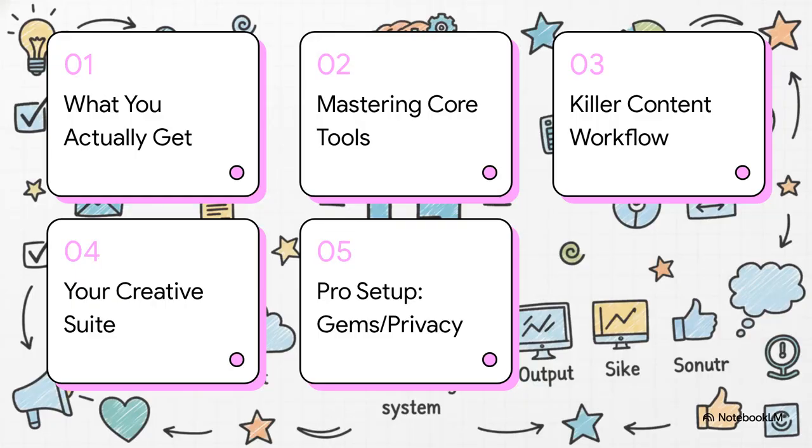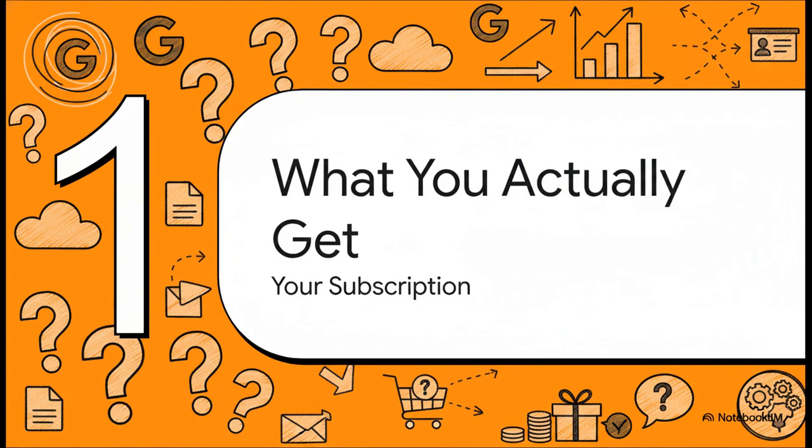So here's our plan for today. First, we're going to demystify what your subscription actually includes. Then, we'll get into mastering the core tools. After that, we'll break down the single most powerful workflow in the whole system. We'll also take a look at the Creative Suite, and then finally, we'll dial in the pro settings for customization and, of course, privacy. Okay, let's start with the absolute basics, because honestly, Google's branding on this has confused just about everyone. What is it that you actually bought?